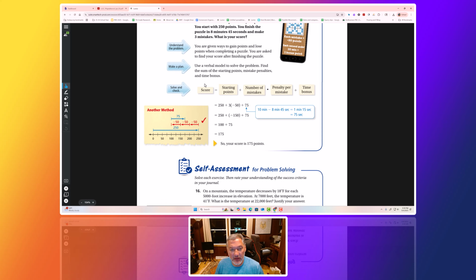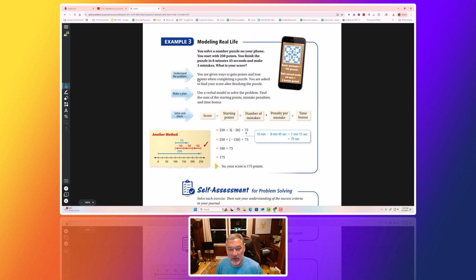For these right here, it says you're solving a number puzzle on your phone. You start with 250 points, and you finish the puzzle in 8 minutes and 45 seconds, and you make 3 mistakes. What was your score? All right, so we know that you get -50 points for every mistake, right? So we know for a fact that it'd be 3 times negative 50. I'm going to write that down. So 3 times negative 50, and that equals negative 150, right? So I have negative 150.